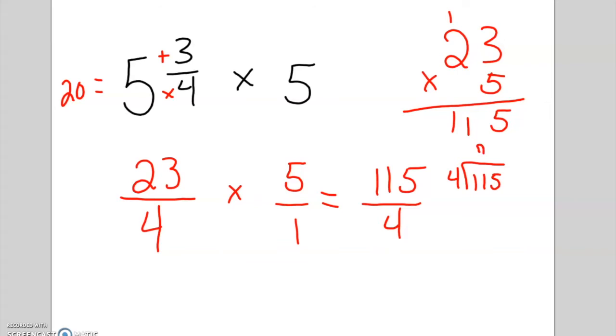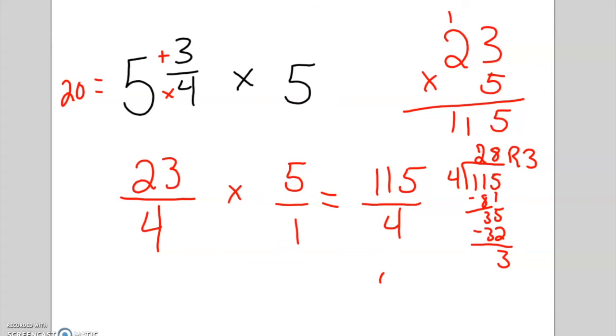The 4 goes into 11 twice. 2 times 4 is 8, subtract, you get 3. Bring down the 5. How many 4s fit into 35? That would be 8. Yep, that'd be 8, excuse me. 8 times 4 is 32. Subtract, there's nothing left, so remainder 3.